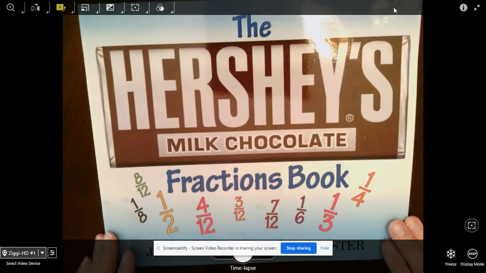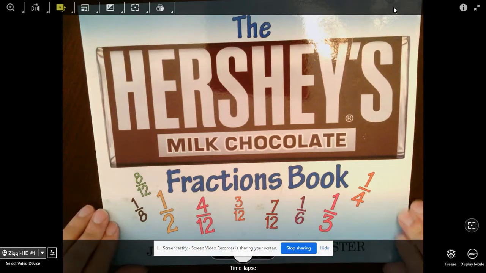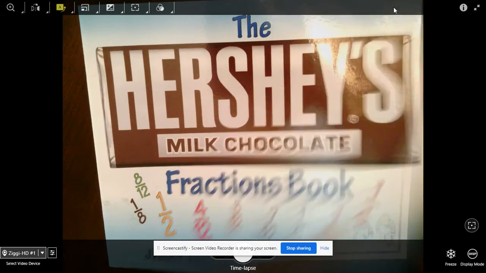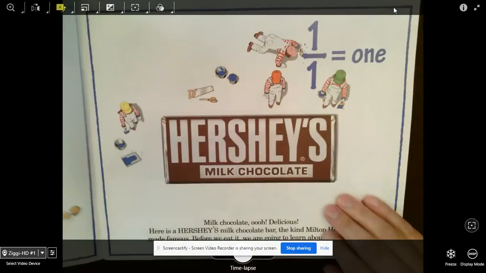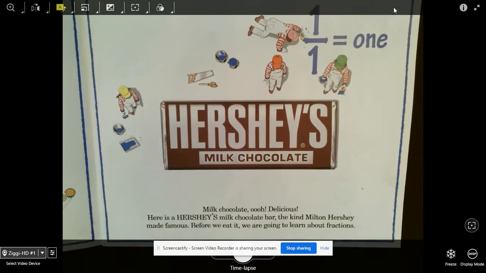Okay, boys and girls, I'm going to read to you the Hershey's Milk Chocolate Fraction Book by Jerry Pallotta and Rob Bolster. The Hershey's Milk Chocolate Bar. Hershey's Milk Chocolate. Milk chocolate, ooh, delicious. Here is a Hershey's Milk Chocolate Bar, the kind Milton Hershey made famous. Before we eat it, we are going to learn about fractions.